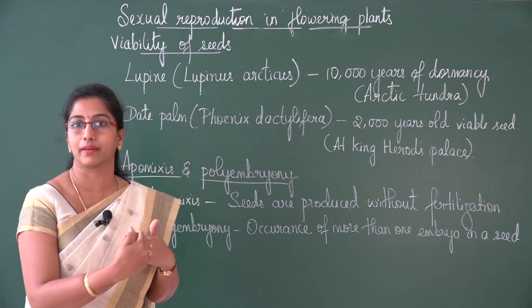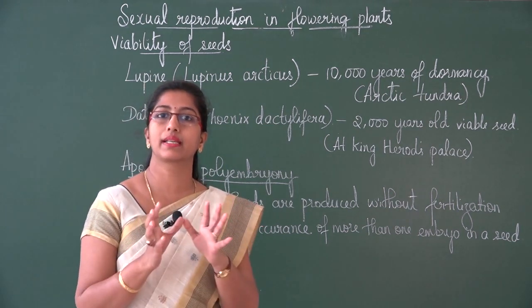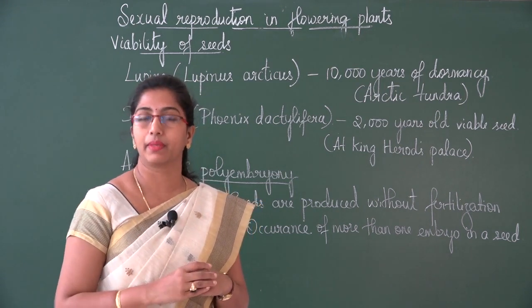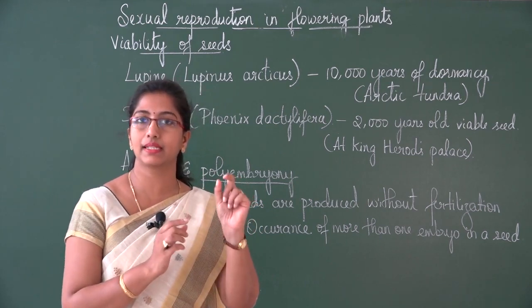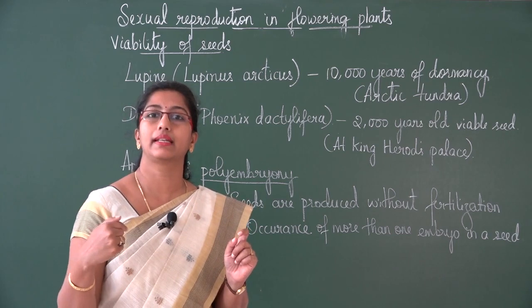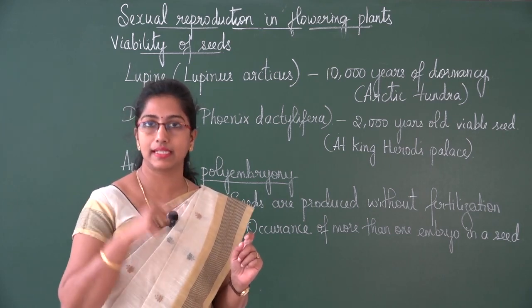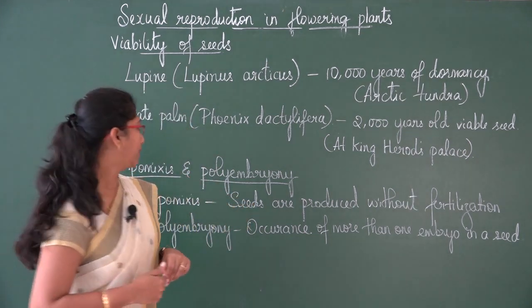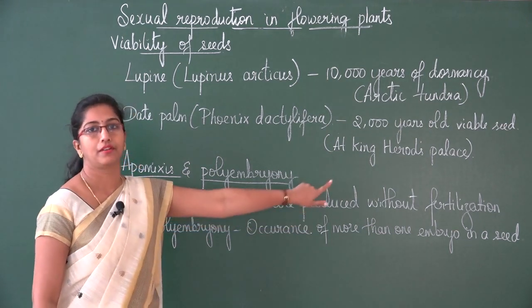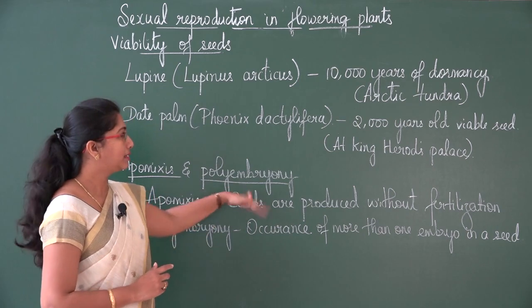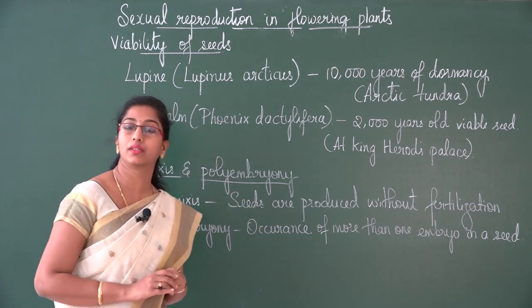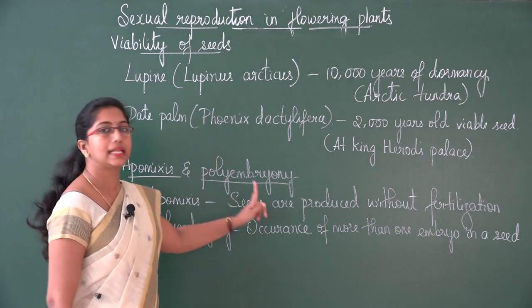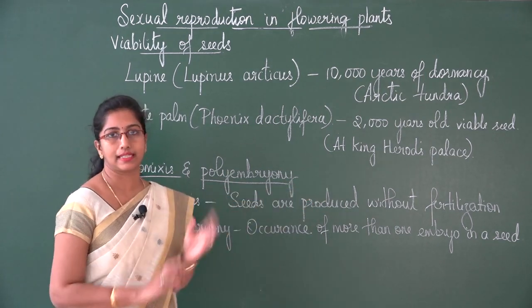So why do we use the word mimic here? Apomixis is actually asexual reproduction. It is pretending to be sexual. In what way? Because it is producing seed. Seed means it is sexual, but here you will see that it is asexual. Without fertilization, seeds are produced. So it is asexual reproduction which mimics sexual reproduction, where seeds are produced without fertilization. Just before this, I told you about parthenocarpy, where fruits were produced without fertilization. Here apomixis means seeds are produced without fertilization.